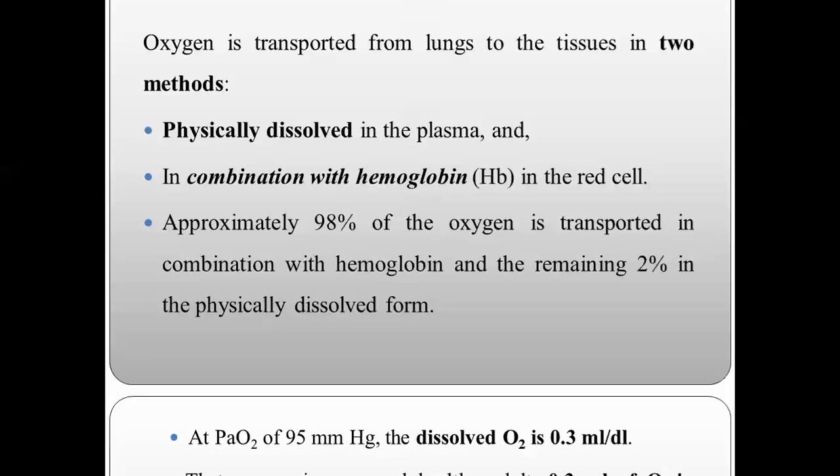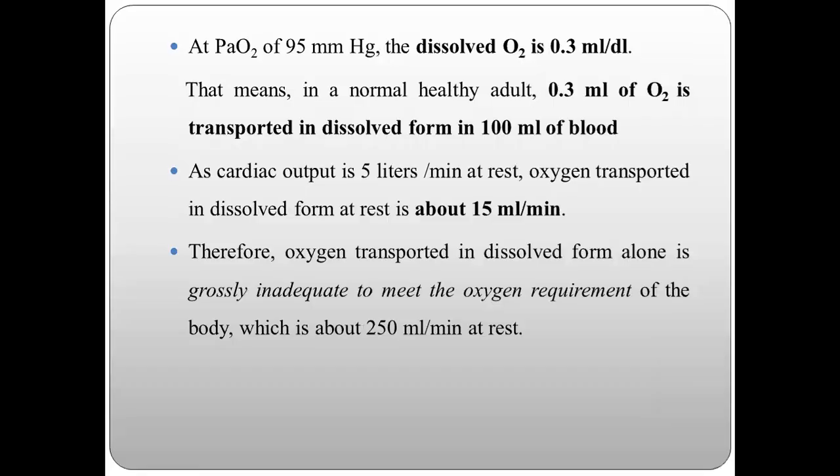carried in this manner. Now, this dissolved form of oxygen at a partial pressure of around 95 millimeters of mercury is only 0.3 ml. That means 0.3 ml of oxygen is transported in dissolved form in 100 milliliters of blood. If you consider your cardiac output as 5 liters per minute at rest, the oxygen transported in dissolved form will be only 15 ml per minute. So this is grossly inadequate and is not going to meet the oxygen requirement, because our oxygen need is around 250 milliliters per minute at rest.